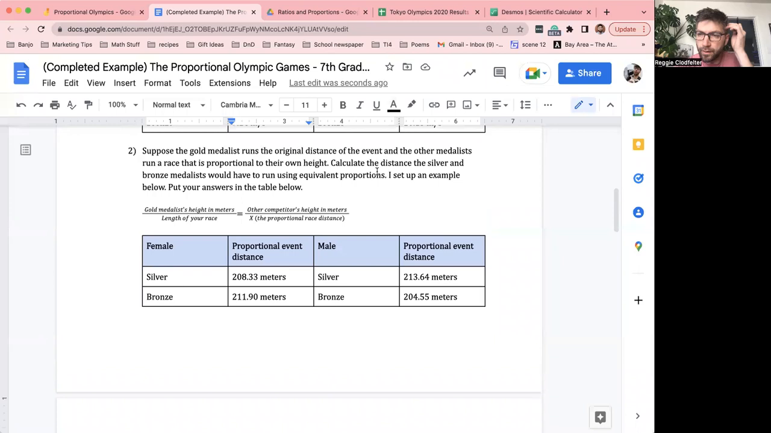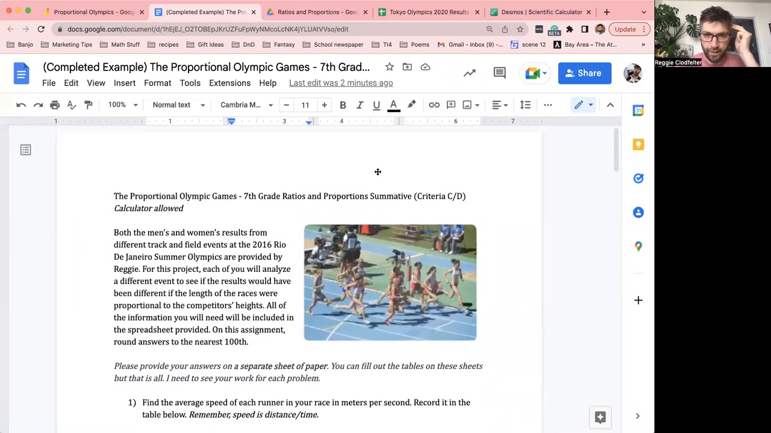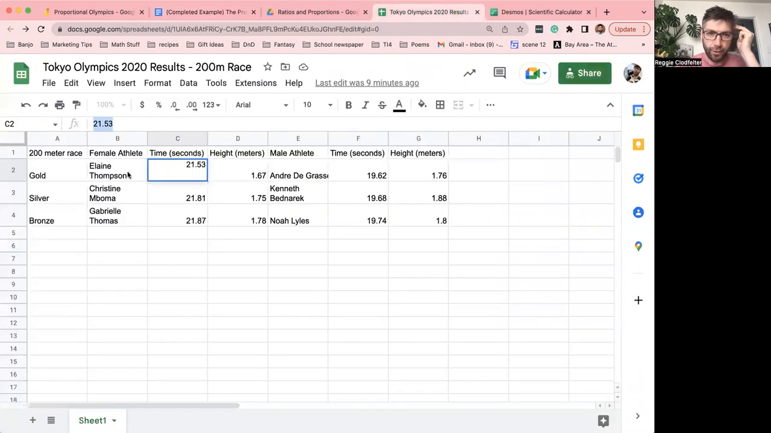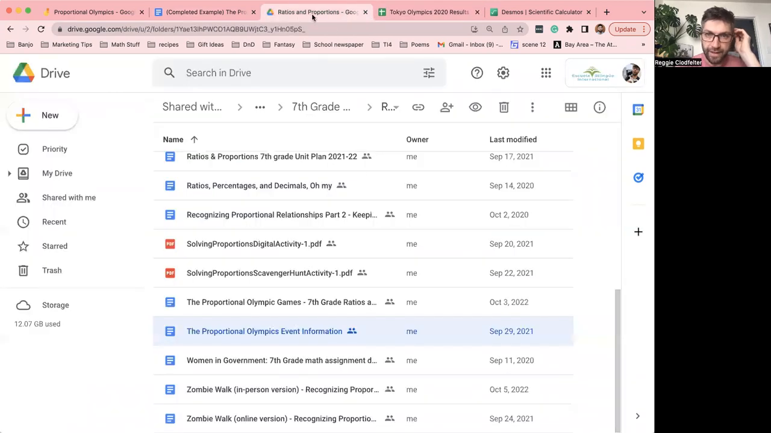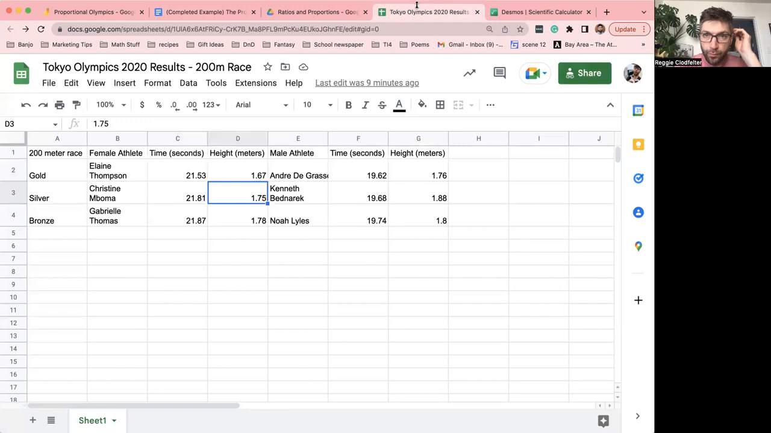Okay, so up until now in this project, we've been comparing the height of our gold medal winner in each division, the female and the male division. We've been comparing their heights to the silver and bronze medalist heights in their own division to see if height is an unfair advantage. So that's what we did on question 2 when we saw the proportional distance.